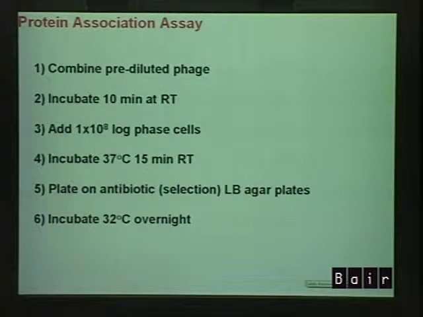We incubate for 15 minutes at 37 degrees, not room temperature. And this is just to allow for the infections to take place. And then we select them on antibiotic plates. This is because we have in the display phage either kanamycin or chloramphenicol resistance. You can use either or both antibiotics for selection. And they're incubated at 32 degrees overnight just because these are temperature sensitive phage.